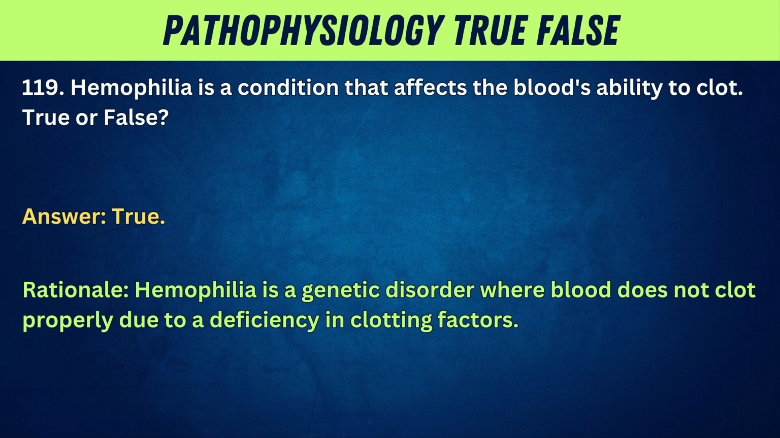119. Hemophilia is a condition that affects the blood's ability to clot. True or false? Answer: true. Rationale: hemophilia is a genetic disorder where blood does not clot properly due to a deficiency in clotting factors. 120.